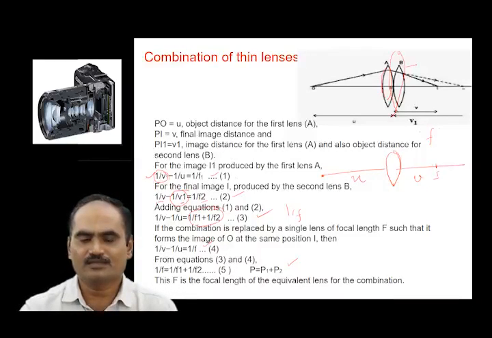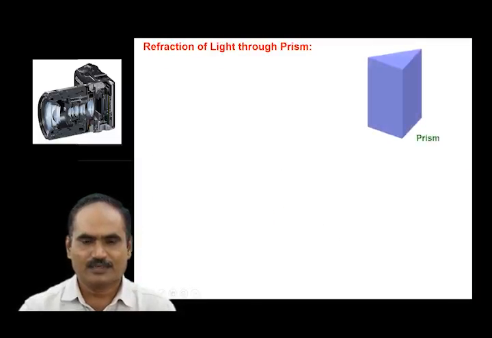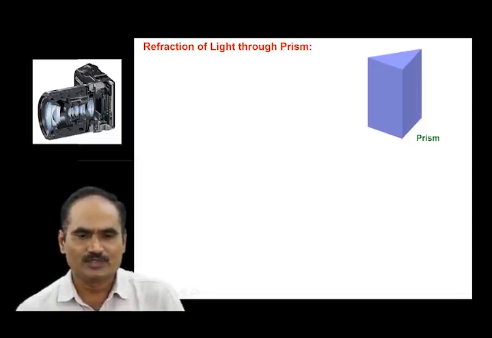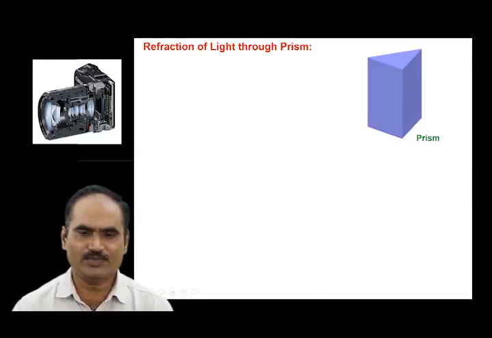The same way, in terms of focal length, we can write 1 by f is equal to 1 by f1 plus 1 by f2 plus 1 by f3 and so on up to 1 by fn. Like this you can use it. Then after this, let us pass on to refraction of light through a prism.